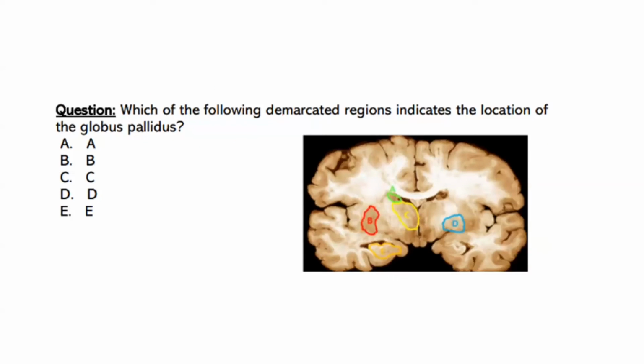Okay, which of the following demarcated regions indicates the location of the globus pallidus? So A, like we said before, is the caudate, B is the putamen, and then these together, B and D together, are the lenticular bodies. They are the lenticular bodies together, and so the answer here is D.